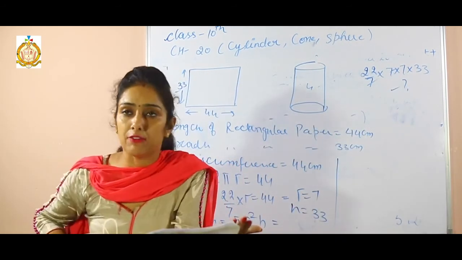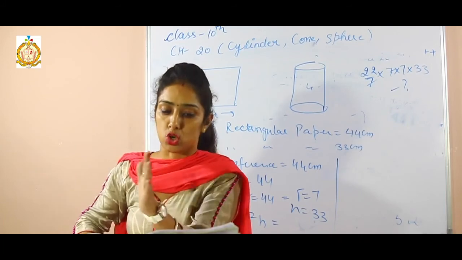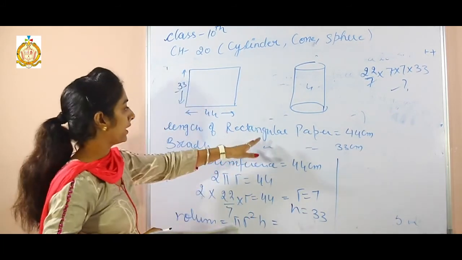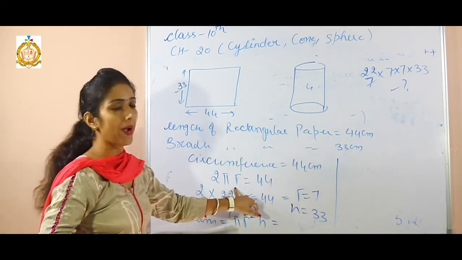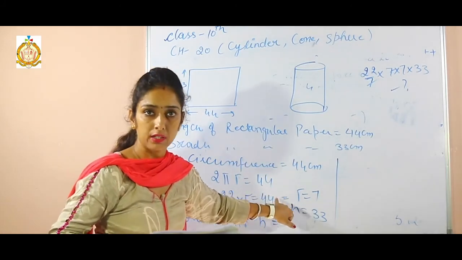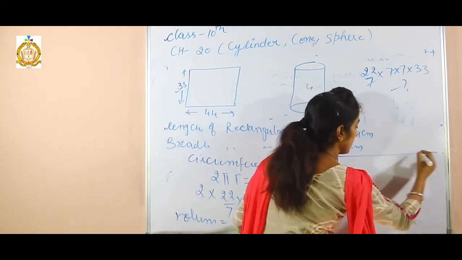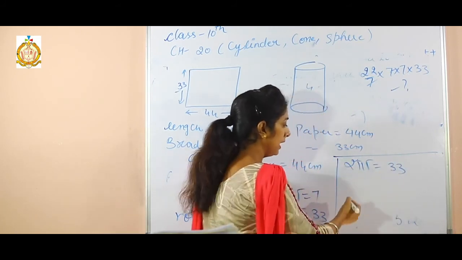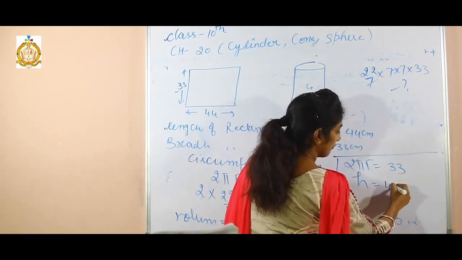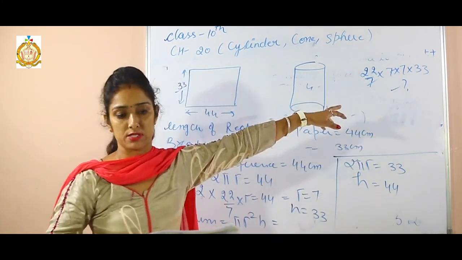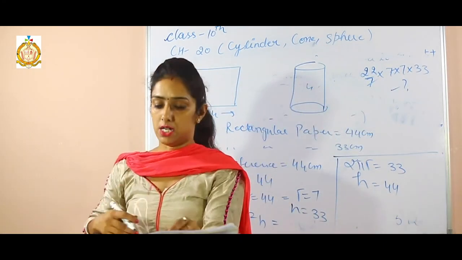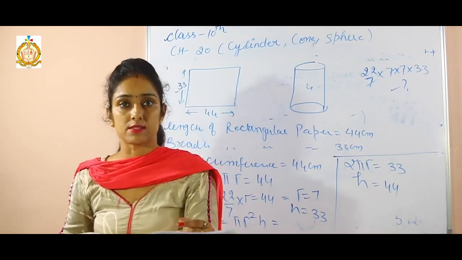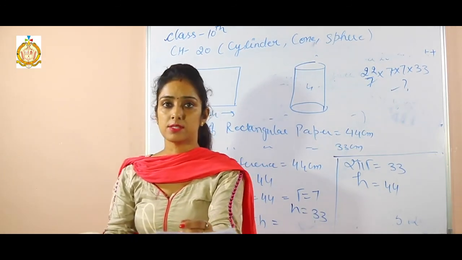And when we have to roll it along the shorter side, then you take a radius. Here 2 pi r is equal to 33, means you take circumference 2 pi r is equal to 33 and height is 44, and again you put the same formula and you get an answer. With this your first exercise is complete. Now come to the second exercise.